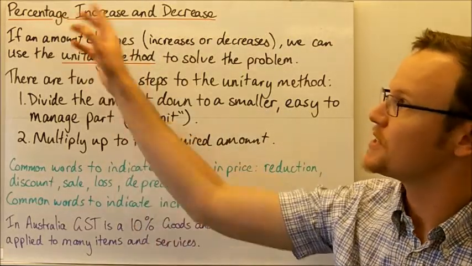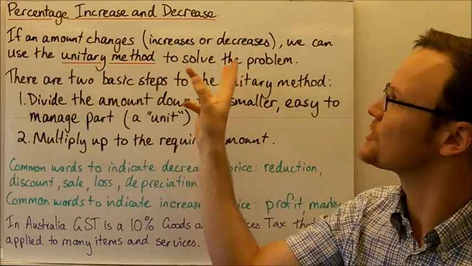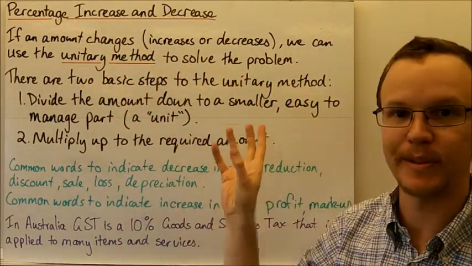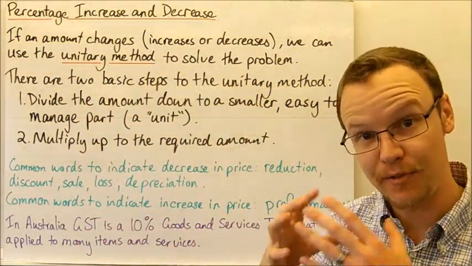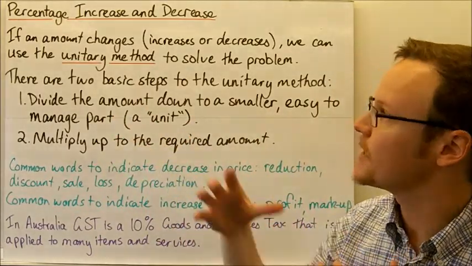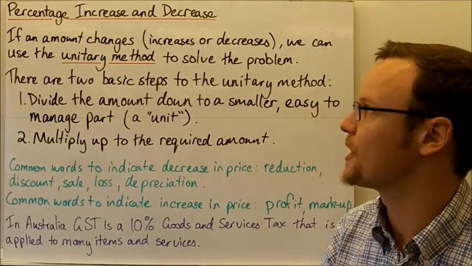Today we're going to look at percentage increase and decrease. So if an amount changes, it increases or decreases, we can use the unitary method to solve the problem. We can also use some of the skills that we've learnt earlier with finding parts and wholes, parts out of wholes and things like that, and converting them to percentages to work that out.